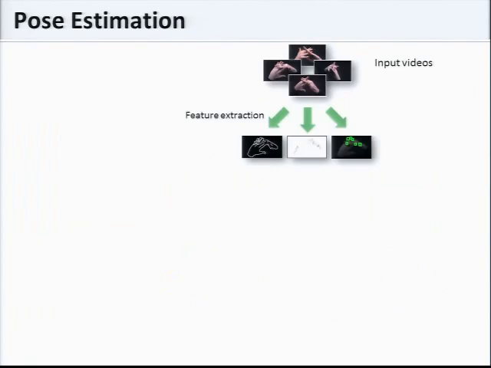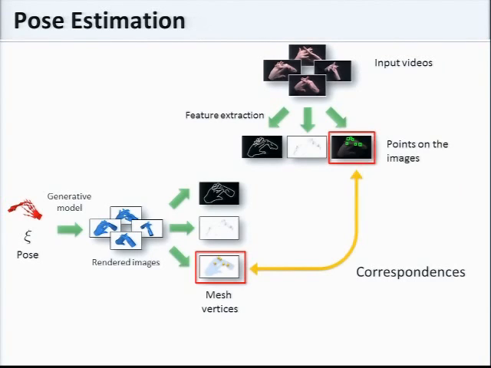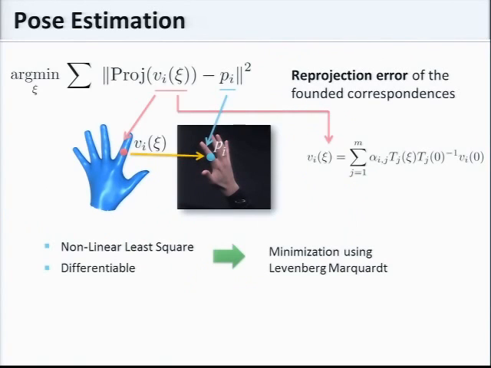Given this, we took all our input videos, and we extracted edges, optical flow, and salient points, and we did the same for our generative approach. Then instead of comparing this information directly, which would lead to a non-differentiable function, since we have correspondences between mesh vertices and image points found using the salient points, we compute the same also for edges and optical flow. This allowed us to formulate the pose estimation problem as the minimization of the reprojection error of the found correspondences. This is a nonlinear least squares problem where each term is differentiable.